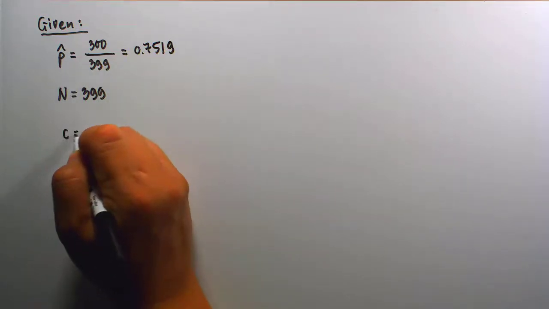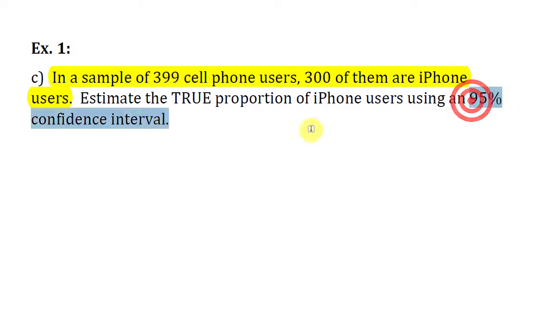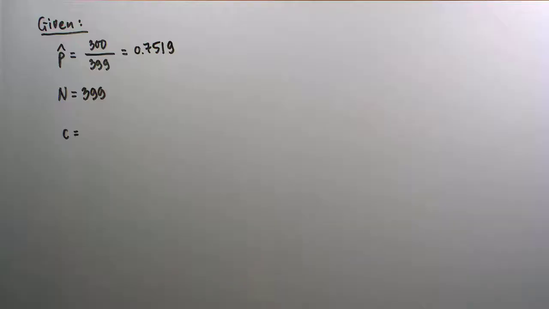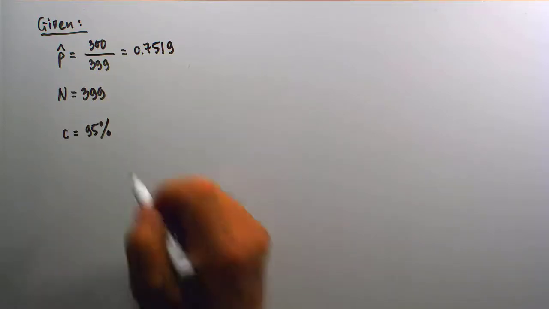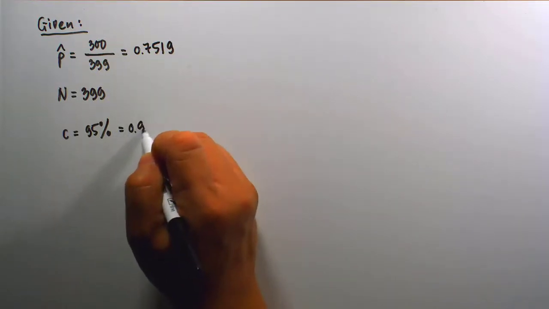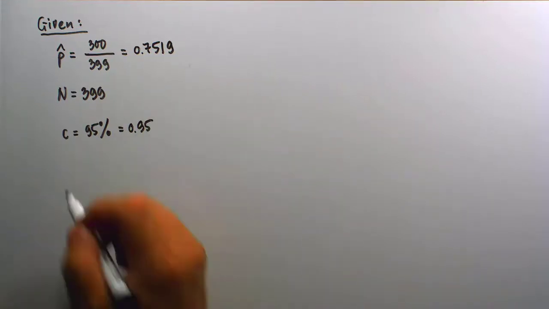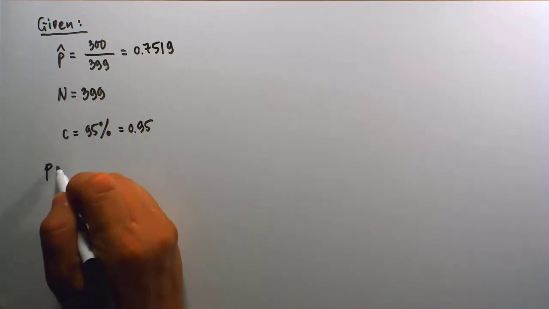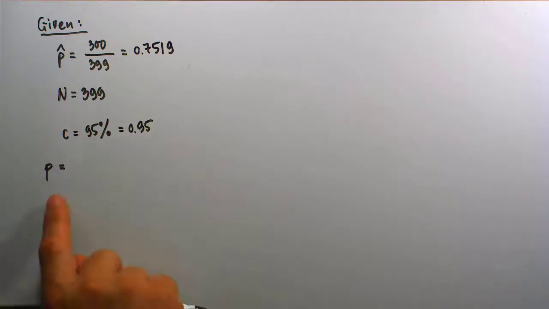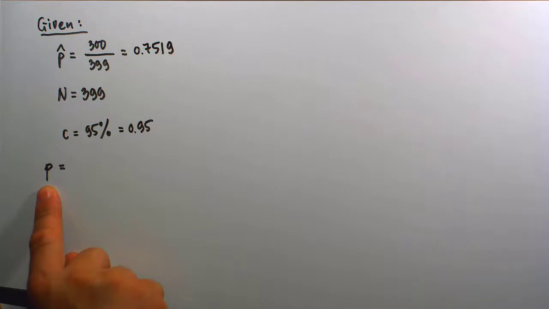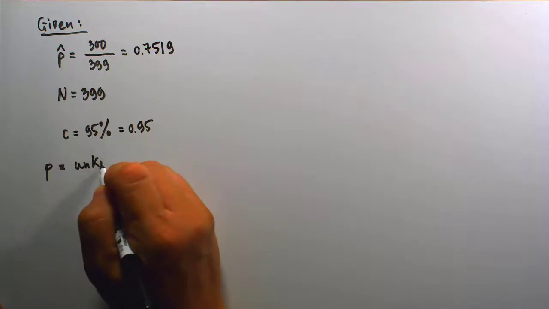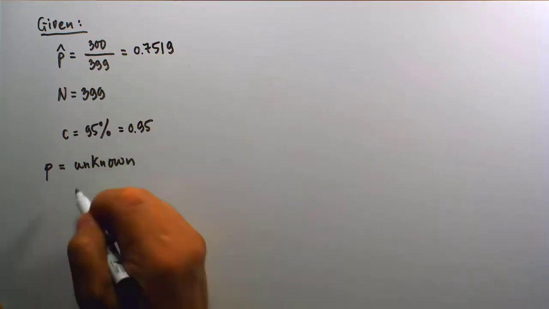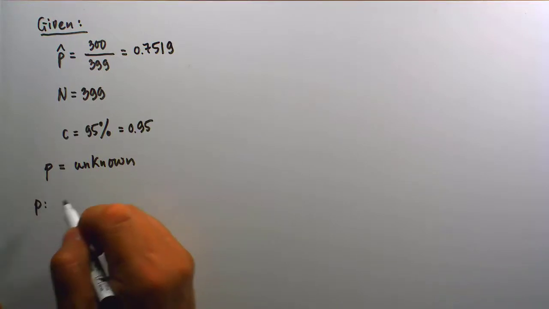Confidence level here is, this final information is telling us that we're looking at a confidence level of 95%. So confidence level c equals 95%, or 0.95. And of course, in this case, we're estimating the true proportion of iPhone users, which means for now the population proportion p, the non-hat version, is unknown, and that's the whole point of estimating it.